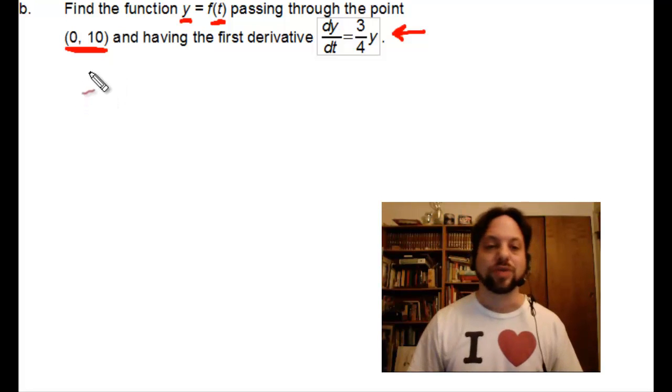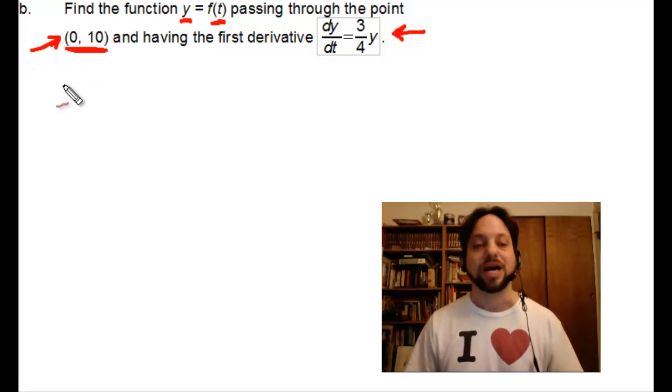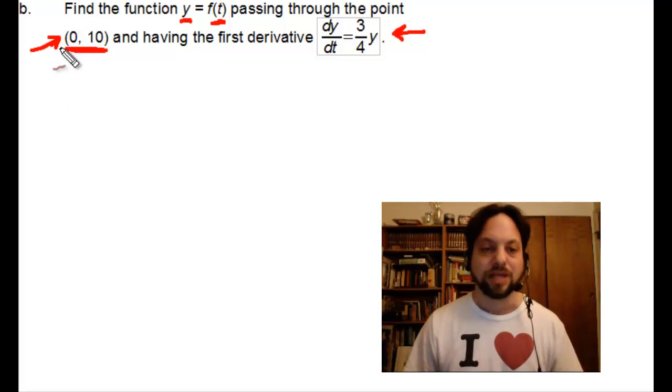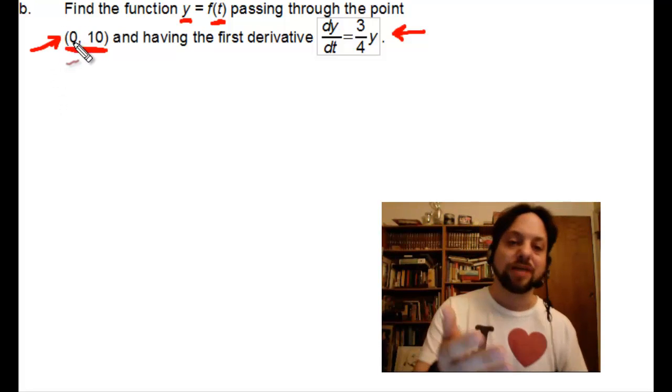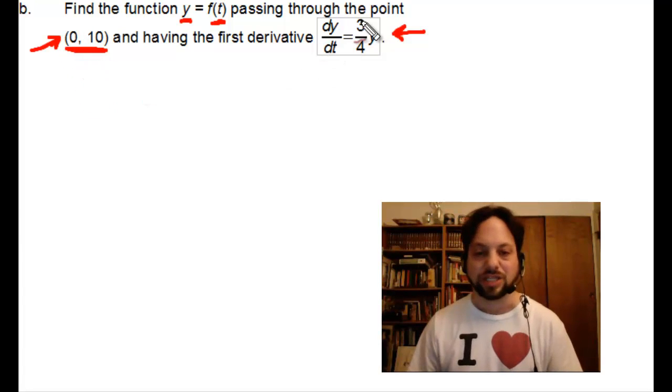This point 0, 10 is actually referred to as an initial value. And the reason we refer to it as an initial value is because this point occurs when time equals 0, time being the x variable. So when time is 0, of course, that's why we call it initial. And with that, let's go ahead and take a look at this problem.